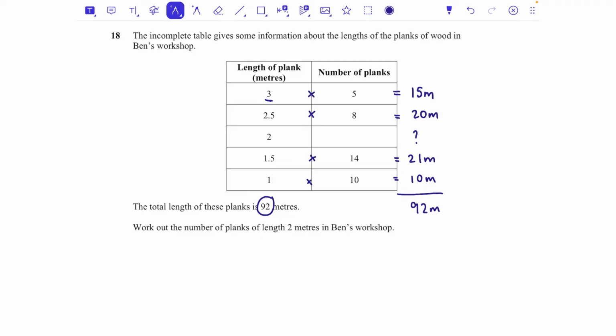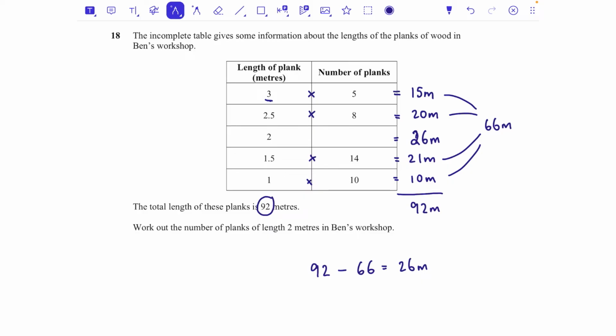So let's add up what we know so far. From the 15, the 20, the 21 and the 10, I'm just going to use my calculator. 15, add 20, add 21, add 10 is 66 metres. So what's missing? If these 4 values make 66 metres, I'm going to do 92, take away 66, and that is 26 metres. Now we now know that this value here must be 26 metres.